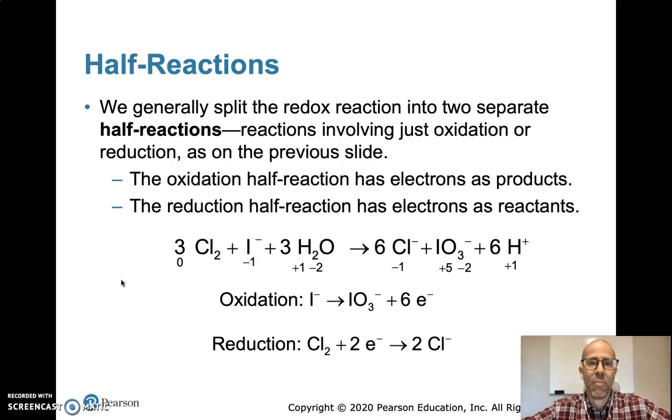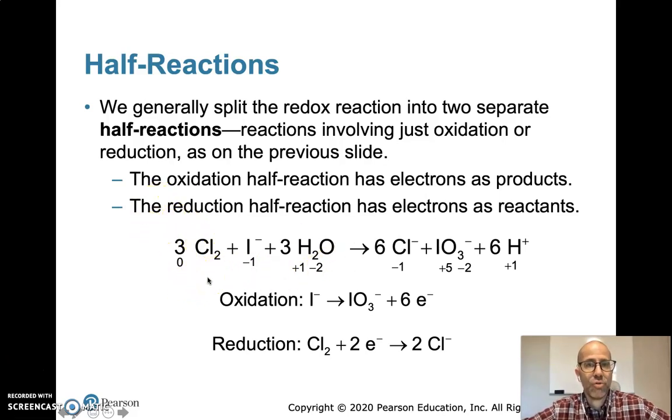So we can divide those into half reactions. We generally split the redox reaction into 2 separate half reactions involving just oxidation or reduction, as we saw on the previous slide. The oxidation half reaction has electrons as products because it's losing them, so the electrons are being formed. The reduction half reaction writes those electrons as reactants because the electrons are being picked up, being gained by the substance. And so you can write this equation here.